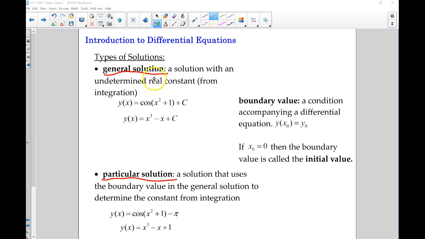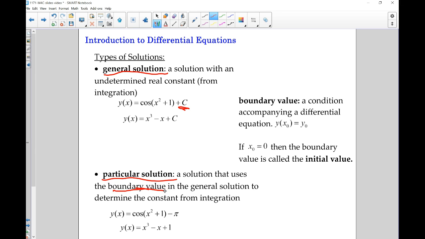Okay, so a general solution is going to have an unknown constant in there. And this is essentially the constant of integration. So whatever we get from integration, that's going to be our constant. That's going to be our general solution. Okay. A particular solution requires a boundary value.